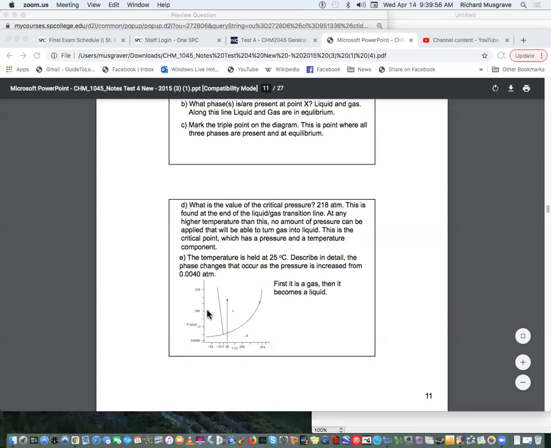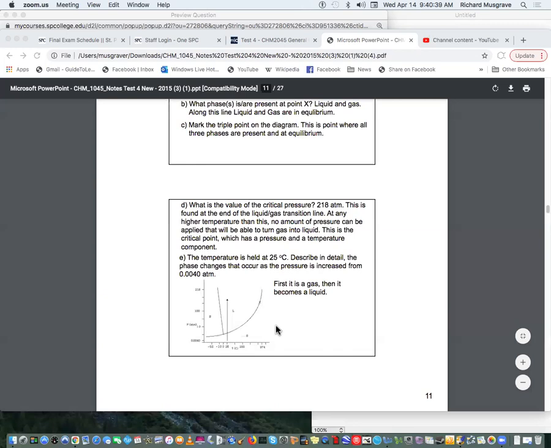The other possibility is to have a pressure that's constant, and increase or decrease the temperature. So those are the two possible ways that we can handle this problem. In this instance, though, we're starting at 0.0040 atmospheres, which is down here. We're at 25 degrees Celsius. And what we're doing is holding the temperature at that same 25 degrees Celsius and increasing the pressure. As you can see, the starting point is in the gas phase. And then as we increase the pressure, it goes from gas into a liquid, which kind of makes sense.